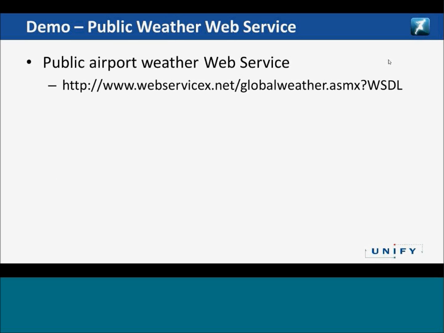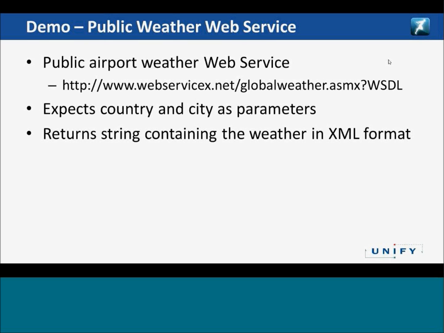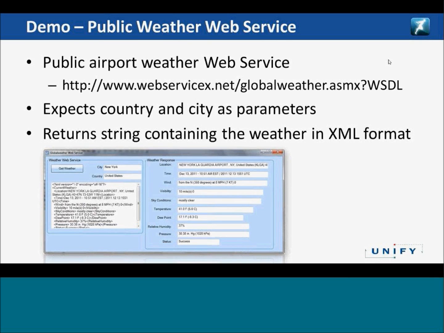Okay, here's another demo. A public weather web service, a public airport weather web service. This website here, webservicex.net, provides a number of free public web services that you can consume and play around with. This specific operation expects a country and a city as parameters and returns a string containing the weather in XML format. So what you get is a single string that contains XML data, which is not very common for web services, but that's how this specific web service works.